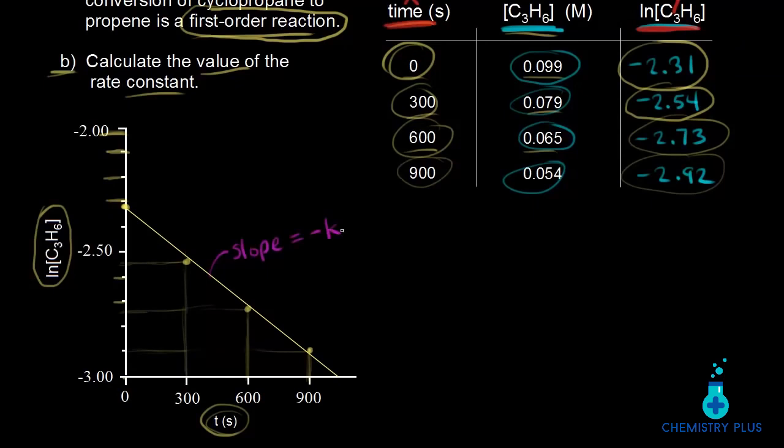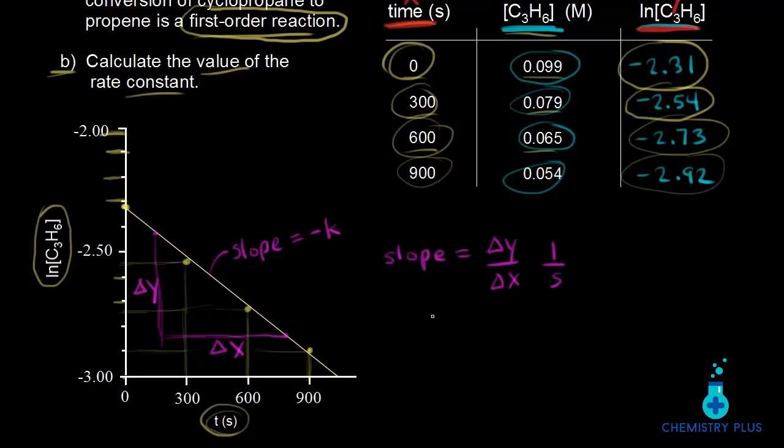So we can find the slope a few different ways. One way would be to do delta y over delta x, right? So your slope is equal to change in y over change in x. So if you picked a point here and you picked a point here, you could figure out your slope that way. So I'm just showing you what the slope would be. This would be delta y right here, and then this would be delta x. Your units would be 1 over seconds, right? So your units for k are going to be 1 over second.